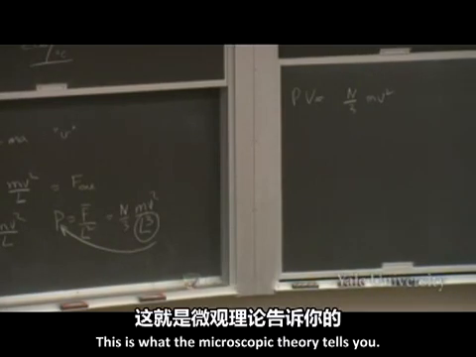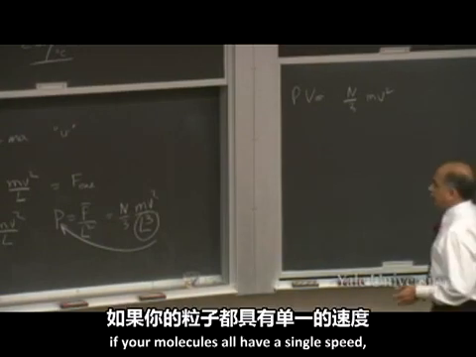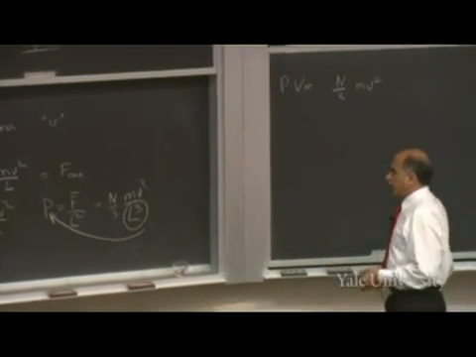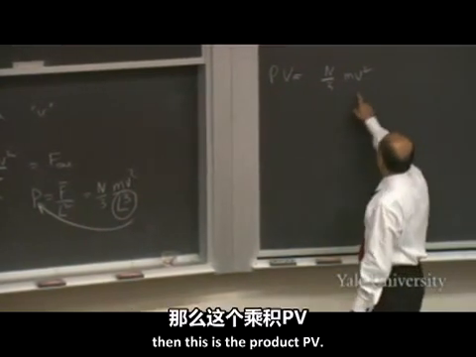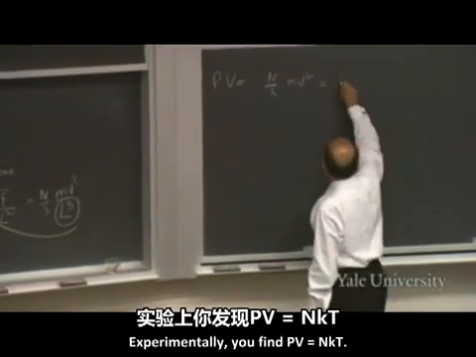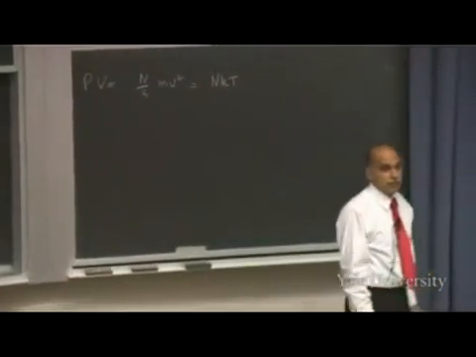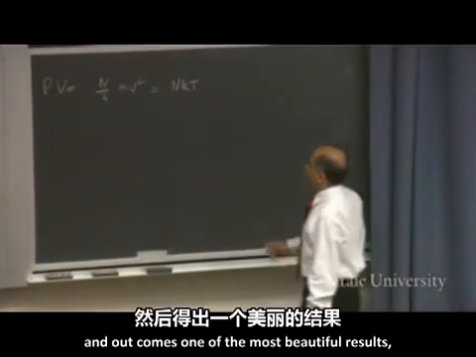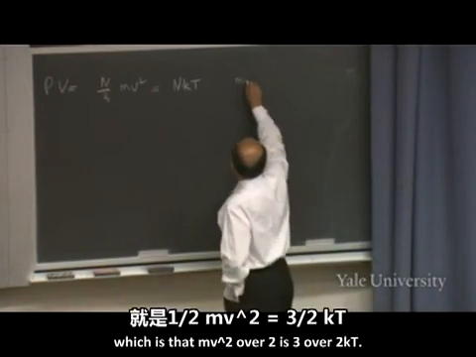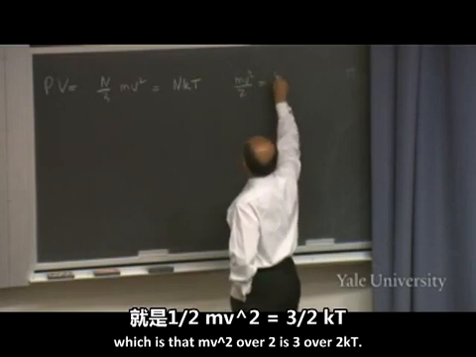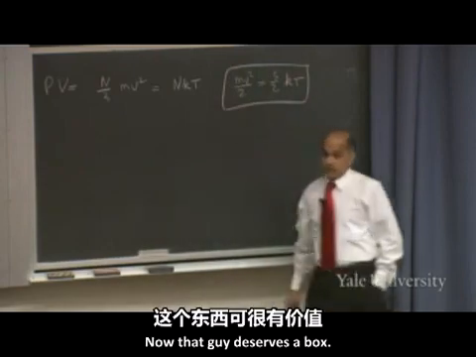This is what the microscopic theory tells you. Microscopic theory says if your molecules all have a single speed, they're moving randomly in space, so that a third of them are moving back and forth against that wall and this wall, then this is the product PV. Experimentally, you find PV is equal to nkT. So you compare the two expressions, and out comes one of the most beautiful results, which is that mv squared over 2 is 3 over 2 kT. Now that guy deserves a box.